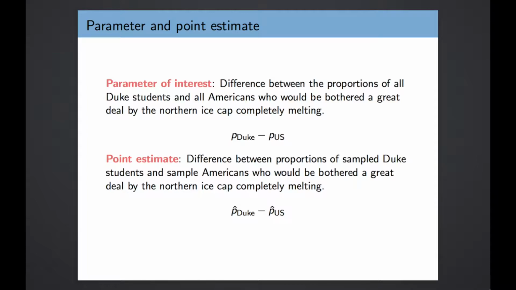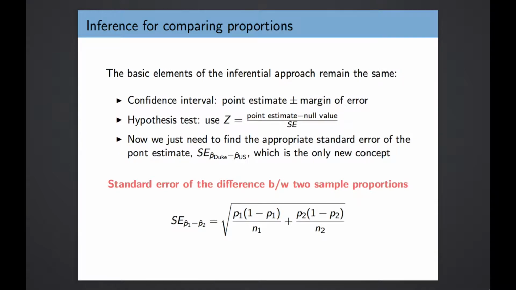The parameter of interest we're working with is one proportion minus the other, and we're going to estimate the population parameter using a point estimate from the sample, so the sample proportions. In this case, the proportion of Duke students in the sample answering this way minus the proportion in the GSS sample answering this way. The basic elements of our approach to answering this question are going to stay the same as they have throughout the whole class so far.